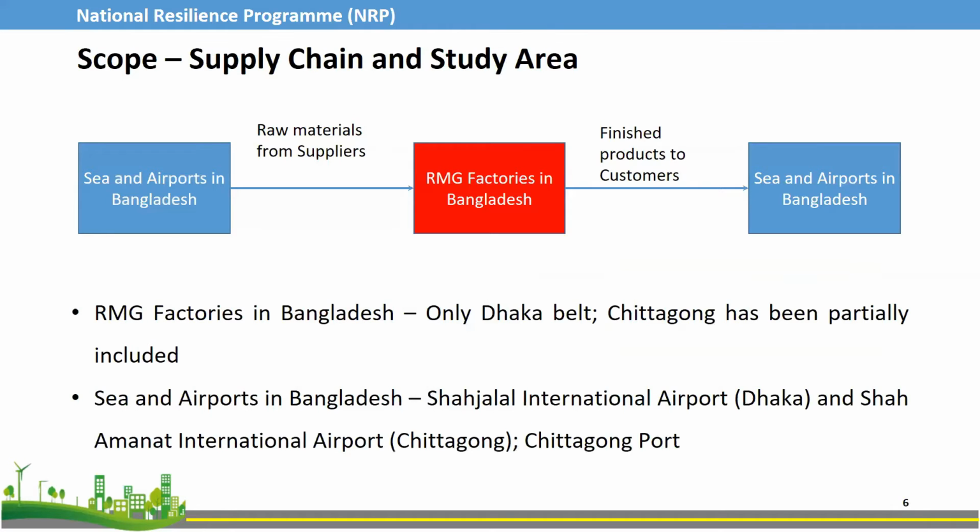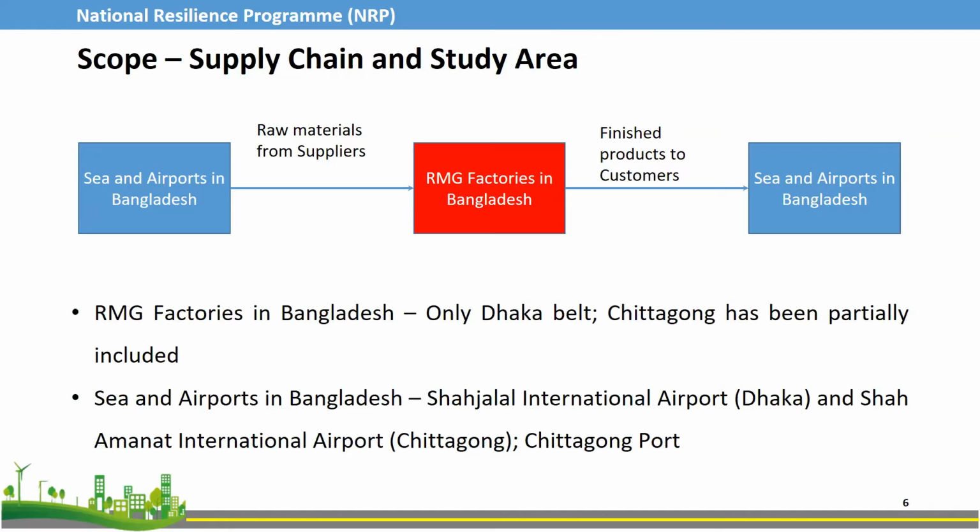Regarding the scope of our project, we didn't consider the RMG sector of the whole of Bangladesh. We selected a very specific corridor, from the sea and airports in Bangladesh to the RMG factories in Bangladesh, and then back to the sea and airports. Raw materials from the suppliers come to the RMG factories, and then the finished product goes back to the consumers through our seaports and airports.